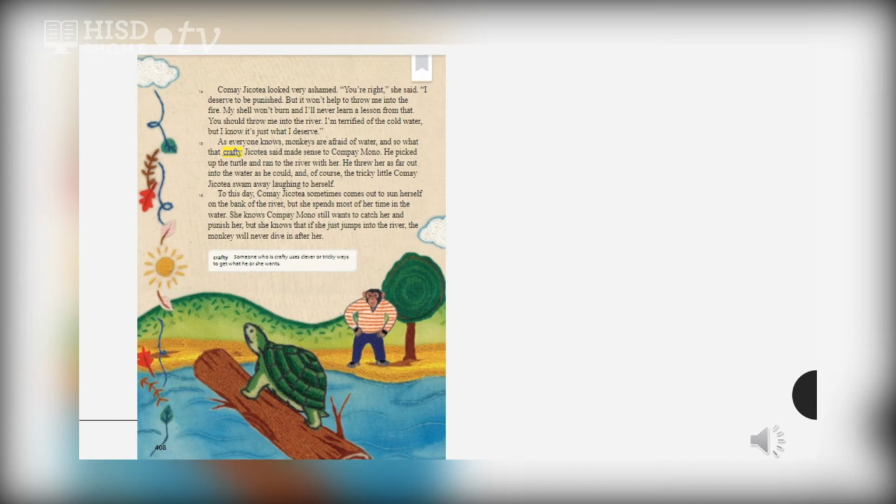Crafty. Someone who is crafty uses clever or tricky ways to get what he or she wants.